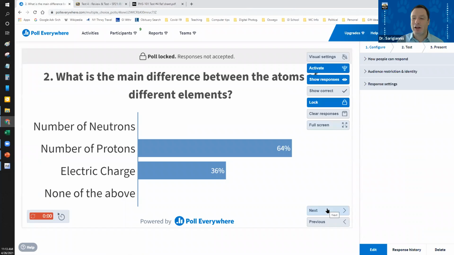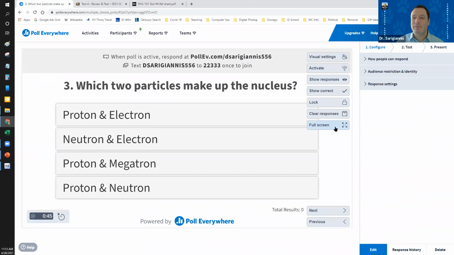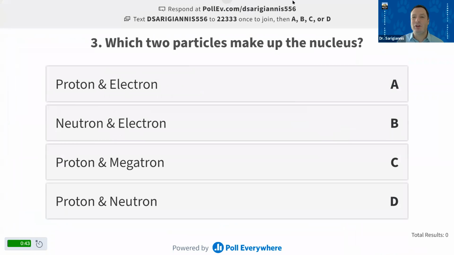All right, the next question should be pretty easy. Which two particles make up the nucleus? Here are your options.